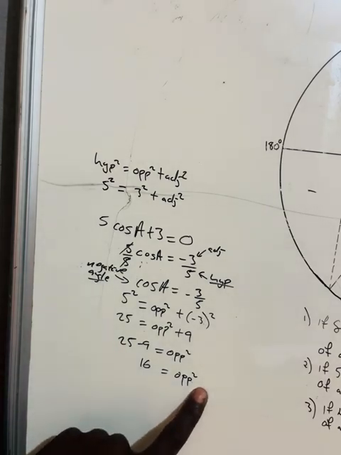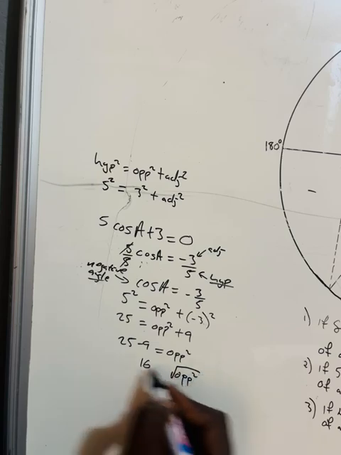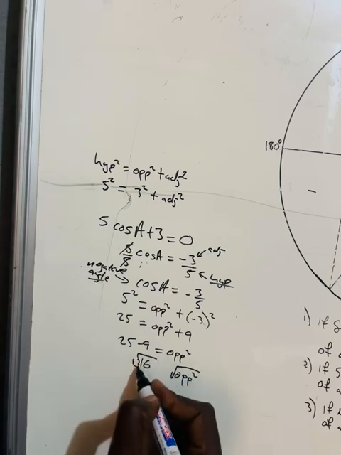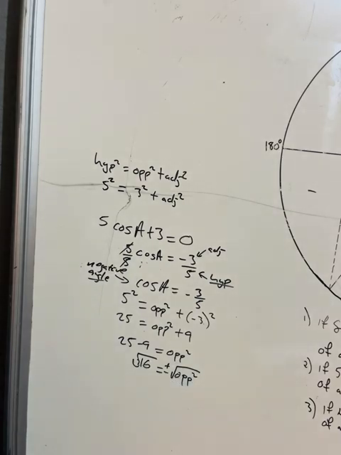I want to get rid of this squared. I say square root of. But saying square root of is not enough. I have to say plus or minus. Why? Because I have to determine whether the opposite is positive or negative.